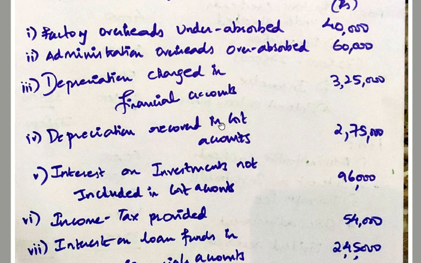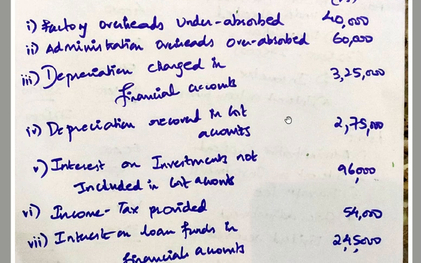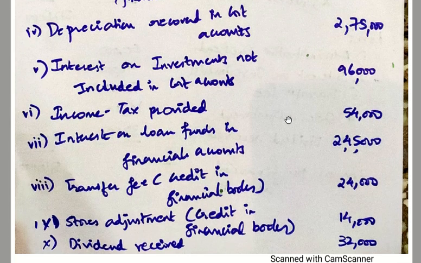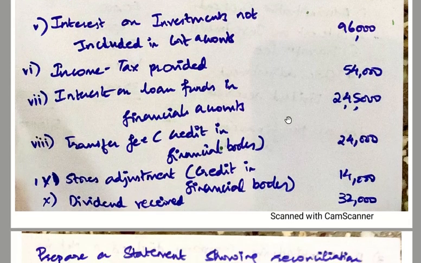So we will minus it, but here we will add it in the question because it is loss. We are starting up with the loss. Interest on investment not included in cost account. Interest on investment, always we will add it when it is not included in cost account. Since we are starting in loss with cost accounts, we will minus it. Income tax provided is expense, we will minus it, but here we will add it, the reverse proportion.